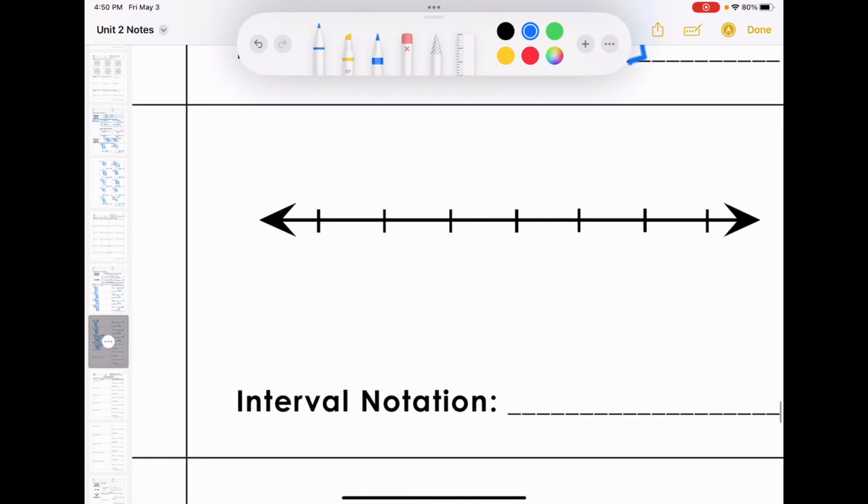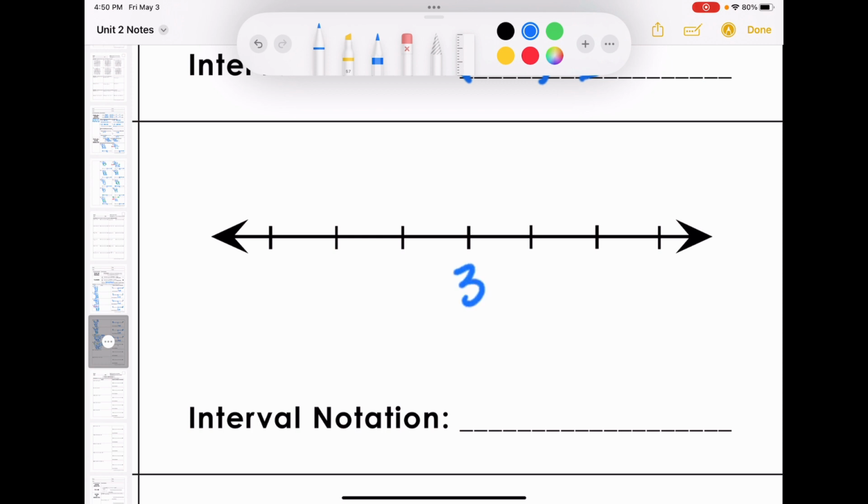So on my number line, I'm going to have a 3 in the middle with an open circle because it's just greater than. And then I'm going to be shading to the right because it's greater than.